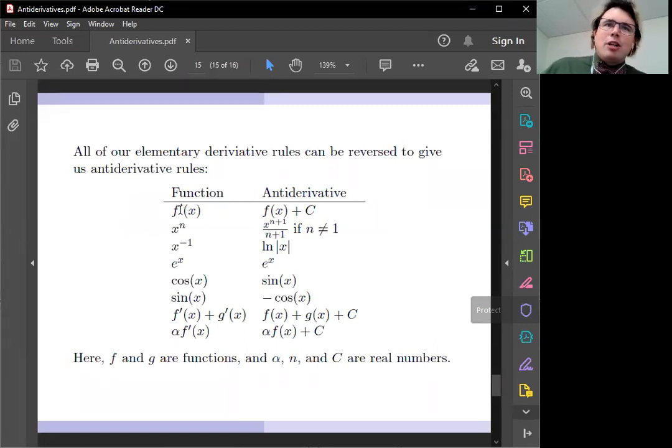So in general, if I have some function whose derivative I know, the antiderivative of that function is my original function plus a constant, right? I lose constants when I take derivatives. I lose information. So with antiderivatives I need to take into account and have some constant here on the end.